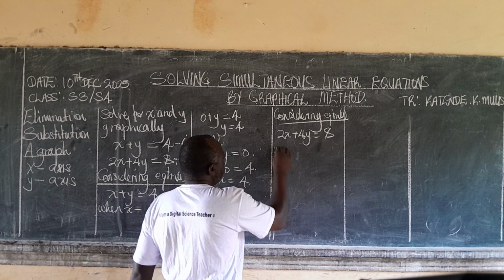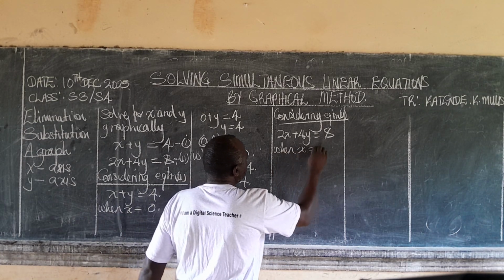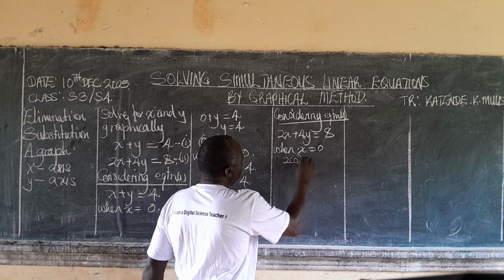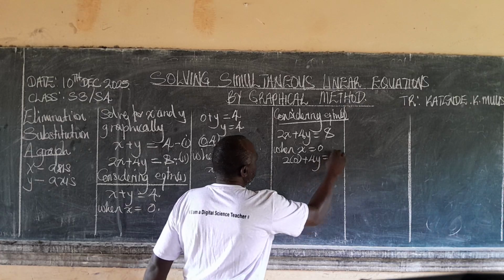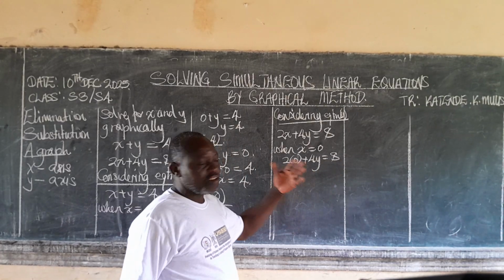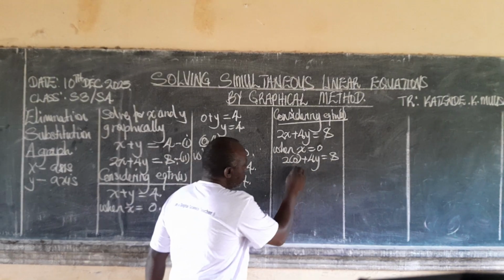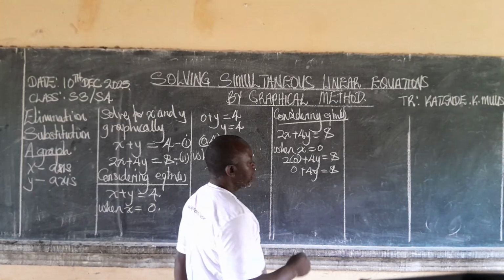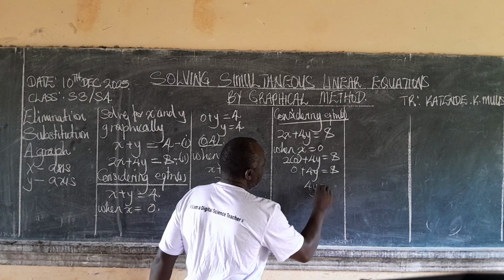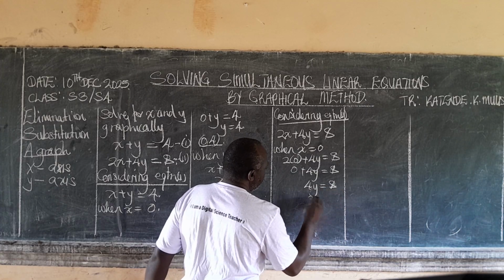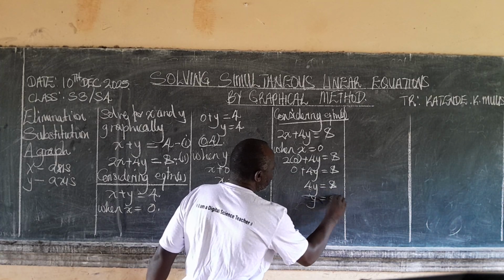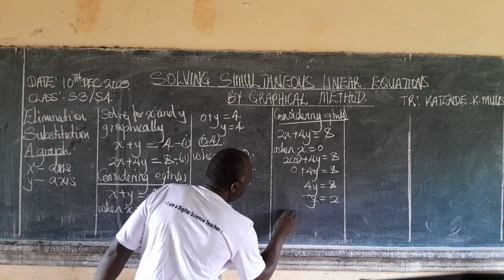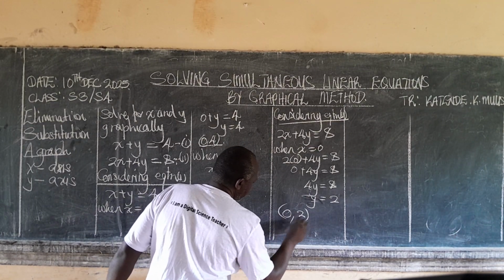So when x equals 0, this means that you are going to say 2 times 0 plus 4y equals 8. Any number multiplied by 0 is automatically 0. Therefore, 0 plus 4y equals 8. That's typically telling us that 4y equals 8. Therefore, y equals 2. Then the first cut on the second line is when x is 0, y is 2.